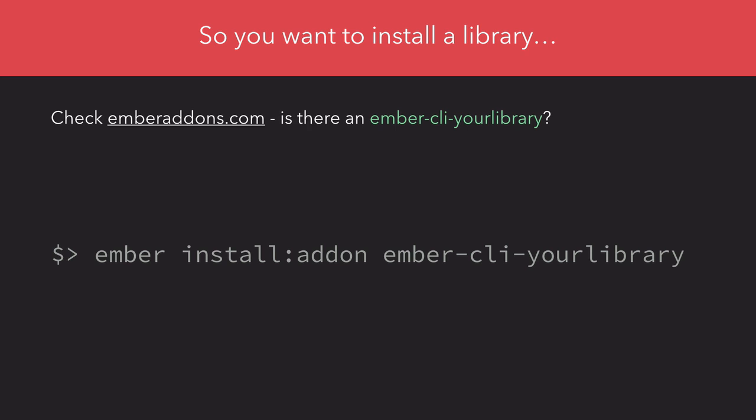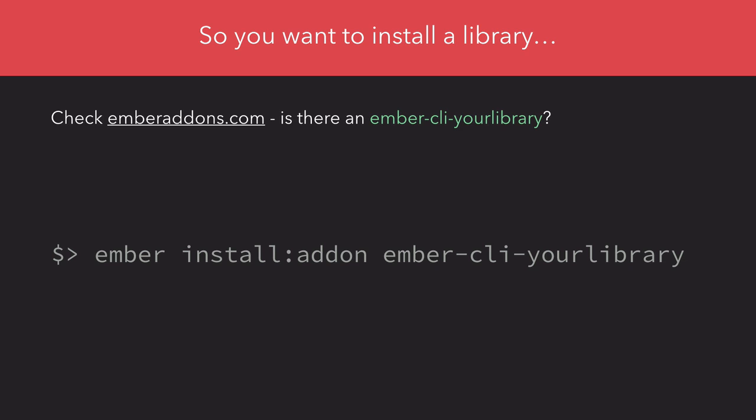Another part of the Ember CLI story, which I think is potentially a little bit undercooked or maybe still being worked on, is installing third-party libraries. I think I've managed to figure out a way that this works for mostly everything. So we'll go through my flowchart, and we'll see what you all think. The first thing I do if I want to install a third-party thing is I check emberaddons.com, to see if somebody's been really nice and made an Ember CLI shim for me.